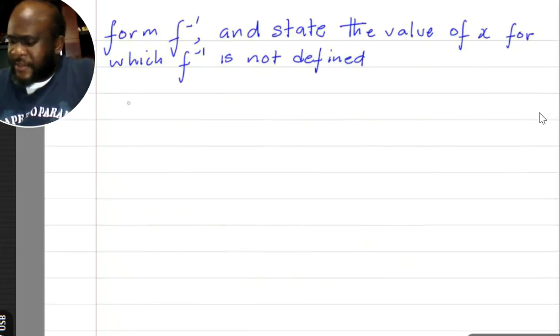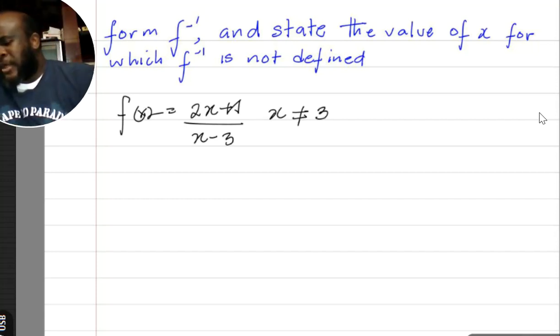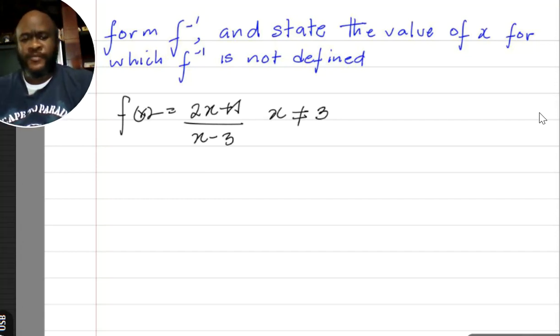So we have f of x is equal to 2x plus 1 over x minus 3, and x is not equal to 3. All right, so x is equal to 3 is the value of x for which this function is undefined. So x is equal to 3 cannot be in the domain of the function. Let's find the inverse using the 4-step method.